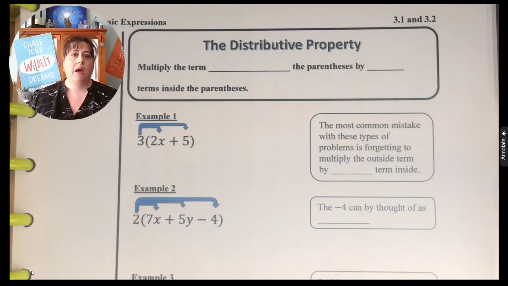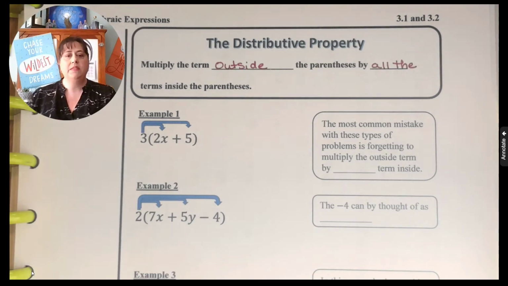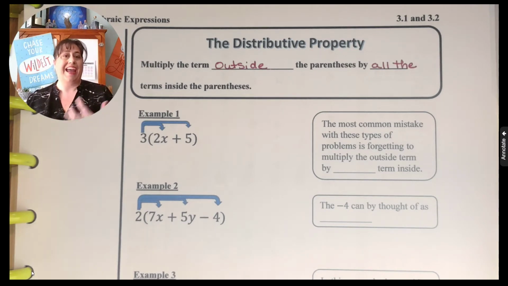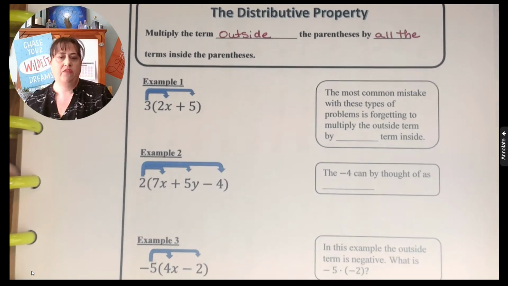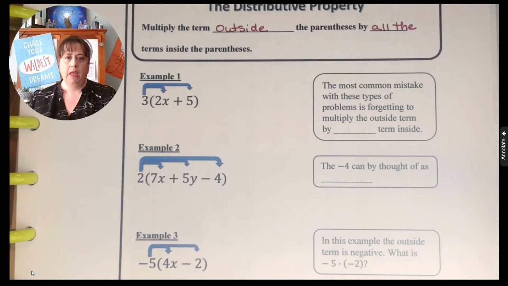We're going to begin by defining the distributive property and what it means: multiply the terms outside the parentheses by all the terms inside the parentheses. We need to remember that the terms are separated by addition and subtraction when there's more than one of them. So we have a few examples to go through.